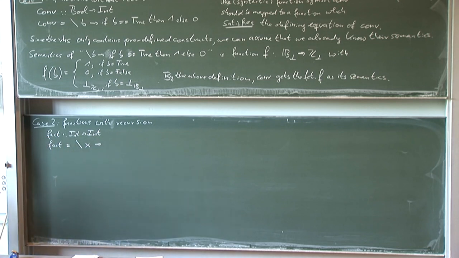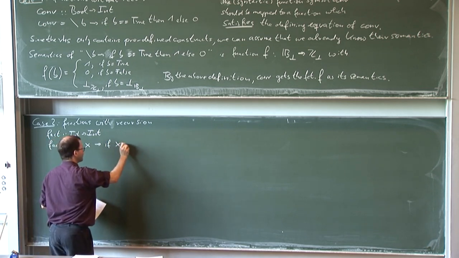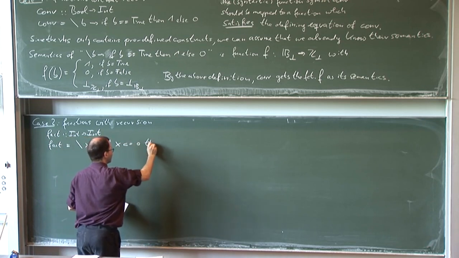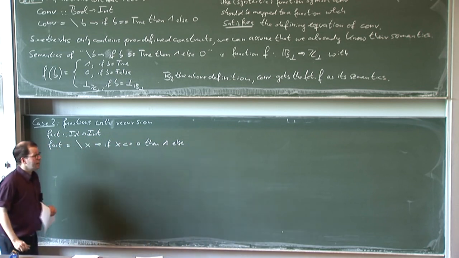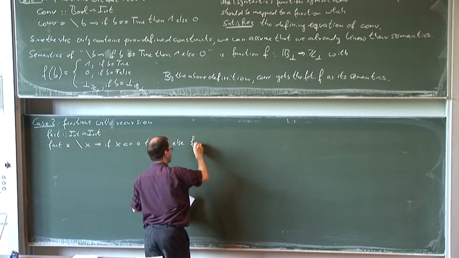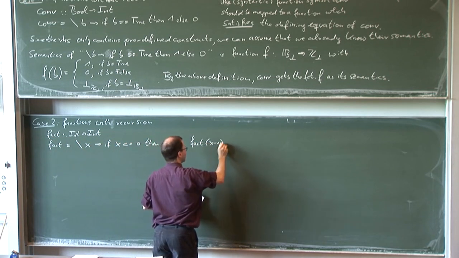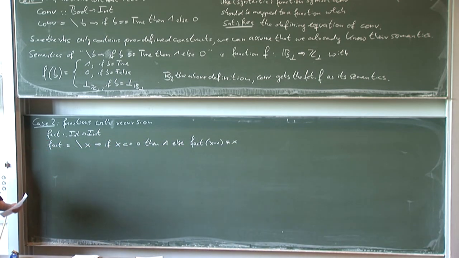And now it checks. If x is 0, so the factorial of 0 is 1. Now, in my definition of factorial, the factorial of negative numbers is also 1. So if x is less than or equal to 0, then the result should be 1. And else, I call fact recursively. So I call fact with x minus 1, and I multiply the result by x. Now this is how you would define factorial.